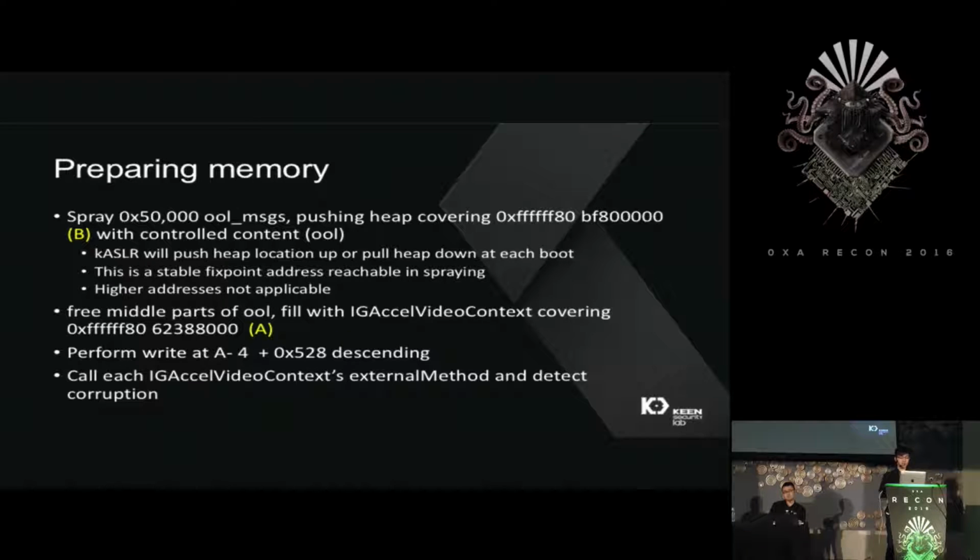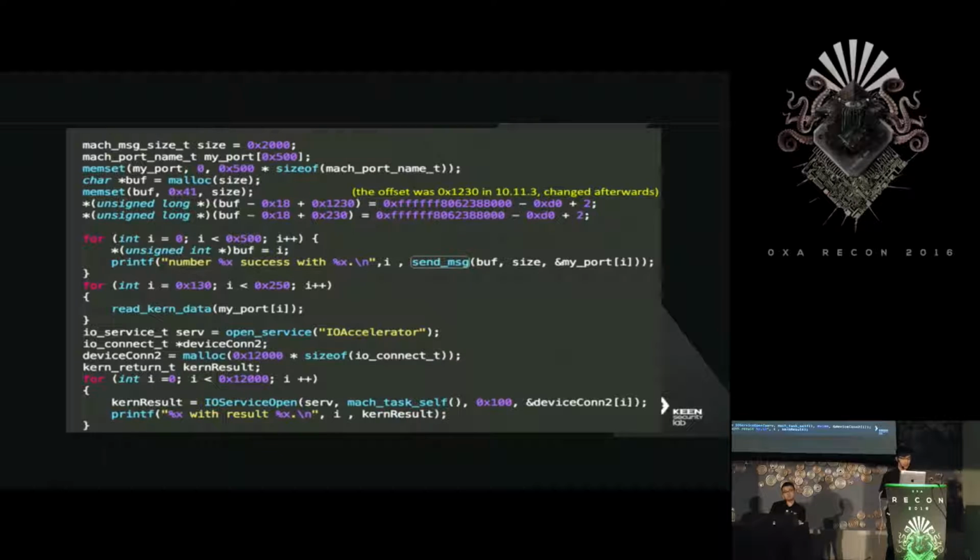And we will do this in a for loop, we will call each IGXL video context external method. And if one of them is corrupted, and when we call this one's external method, like a context finish, the RIP will be redirected, and we will get control of the control flow. And this is some snippet code for the spray. In 10.11.3, the offset was 2030, so we are using 2030 at this moment.